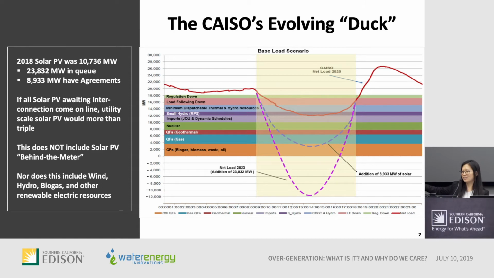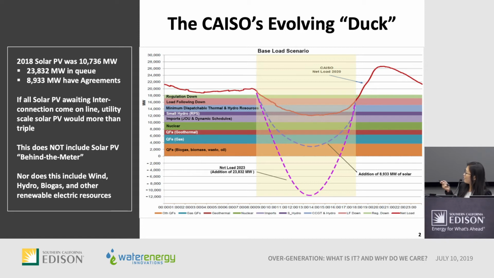But 23,832 megawatts is slated to be online by 2023. Out of that, about 9,000 megawatts already have agreements. So they've invested money, they have the permits, and those will likely go through. For a little bit of perspective, in 2018, the state's overall utility-scale solar PV was 10,736 megawatts. So we are on track to triple the amount within the next 5 years, which is huge. It's a large amount.